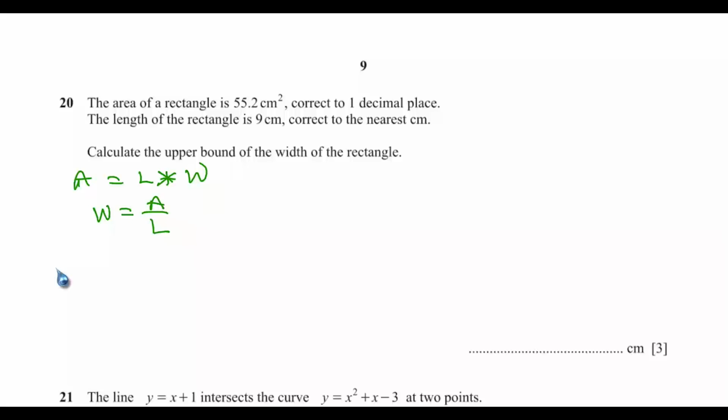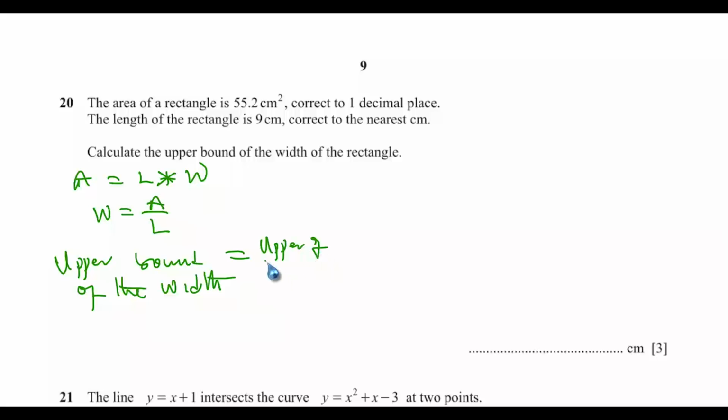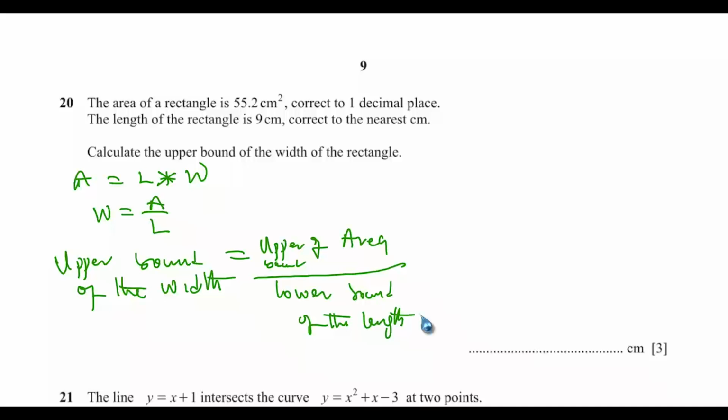So the upper bound of the width will be equal to the upper bound of the area divided by the lower bound of the length. So that's what you need to do. So now let's get the upper bound.